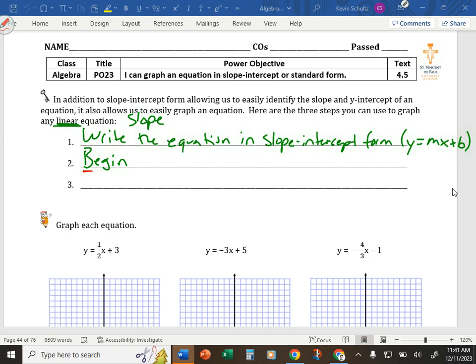You begin by plotting the y-intercept, which is the b variable. Begin by plotting the y-intercept, which is the b variable. And then after you have that intercept plotted, what do you do next?